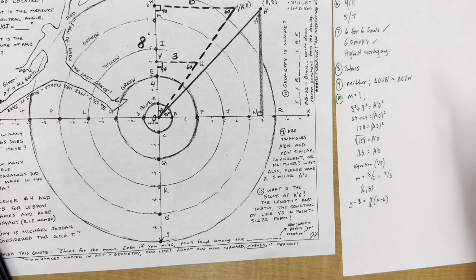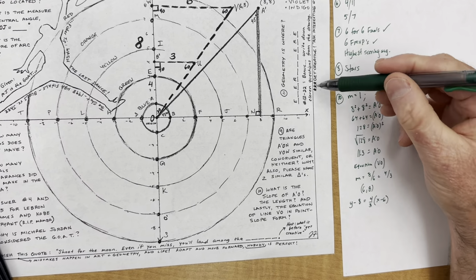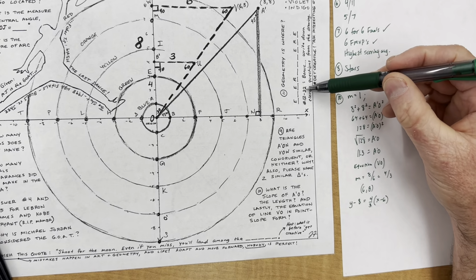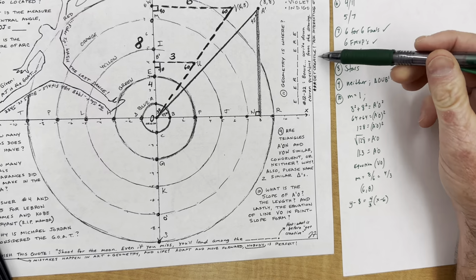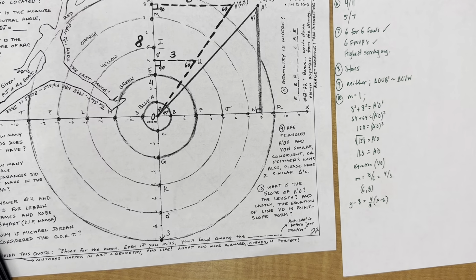Bonus questions. Geometry is where? Everywhere. Number 12 through 22. Write down 11 questions from the drawing. Get creative. Ask interesting questions.